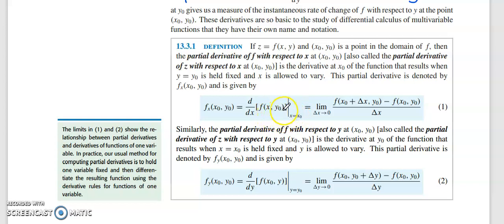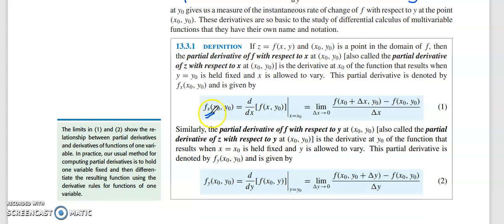So we fix y0, then you are finding the rate of change with respect to x. We usually denote the partial derivative in this form. Whichever variable is changing, that is denoted here. So this is fx of x0, y0.